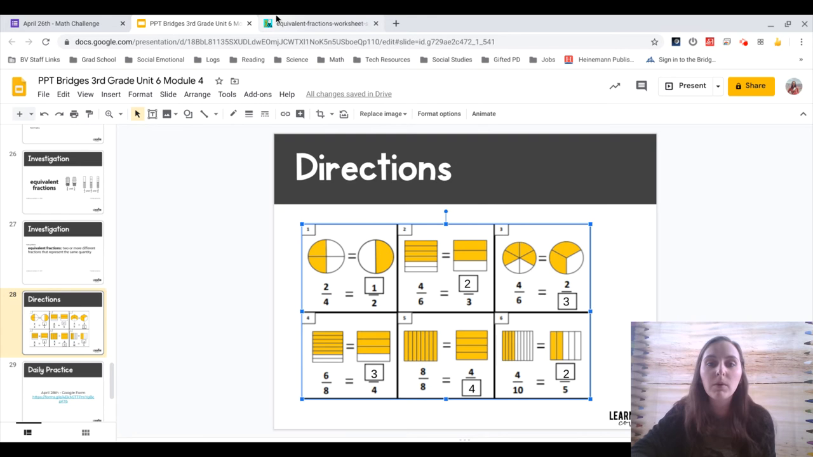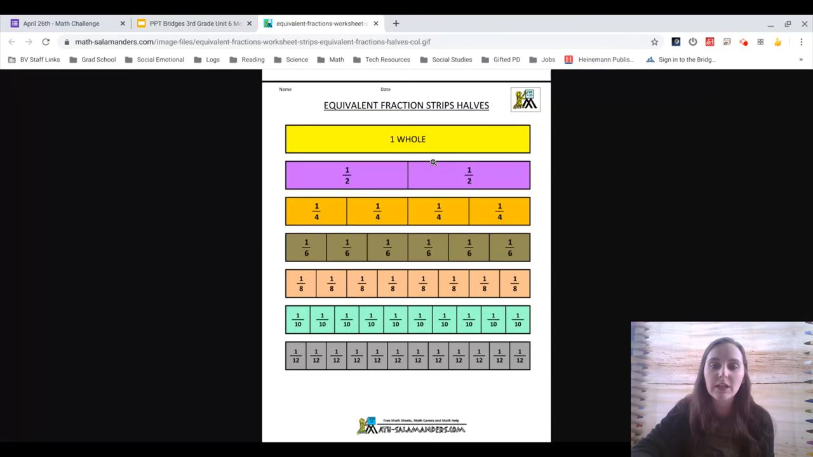Now, just before we go on to our challenge form for today, I have these equivalent fraction strips that I know that we used a lot in the classroom. If you feel like that helps you to compare and to make equivalent fractions, then that could be something that you use. They're really easy to look up online, and we can also add them in our math choice board and our math Google form.